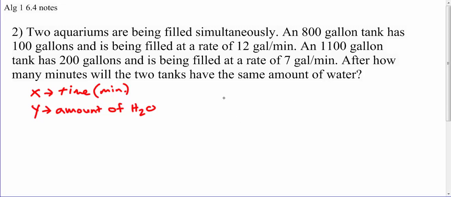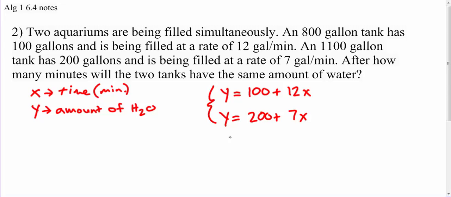All right, so our first tank, the 800 gallon tank, how much water's in it? Well, 100 gallons, and we're filling it at a rate of 12 gallons per minute. So we'll do 12 times the number of minutes. The second tank starts with more, but it's actually filled at a little bit lower rate.